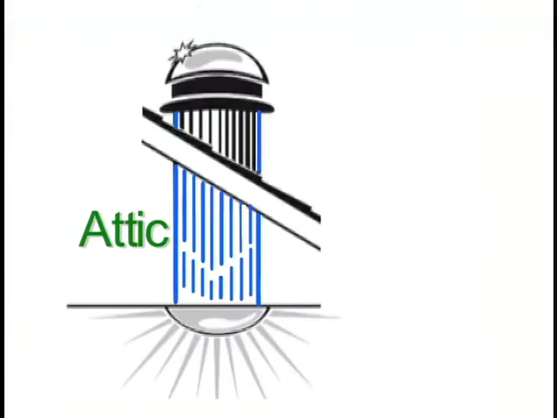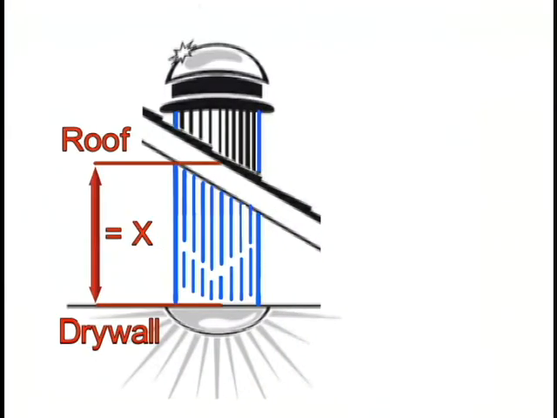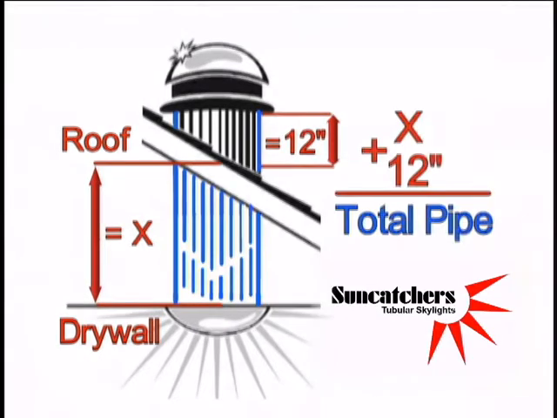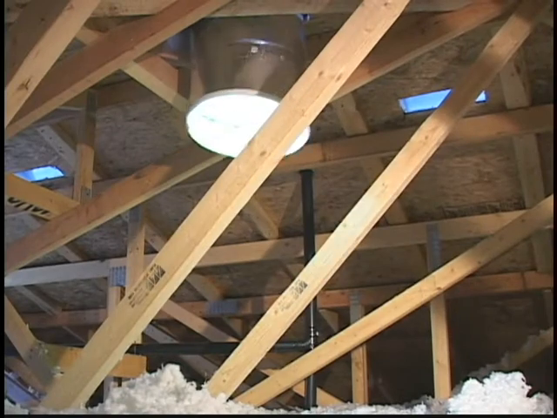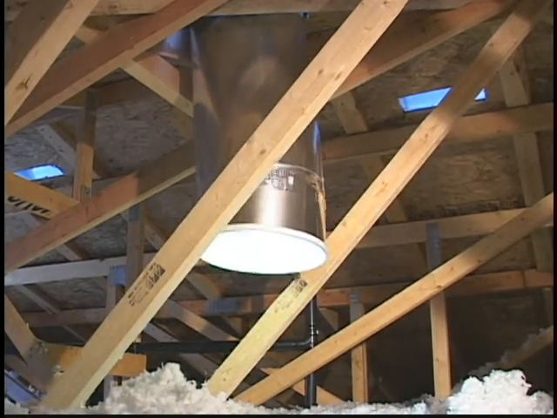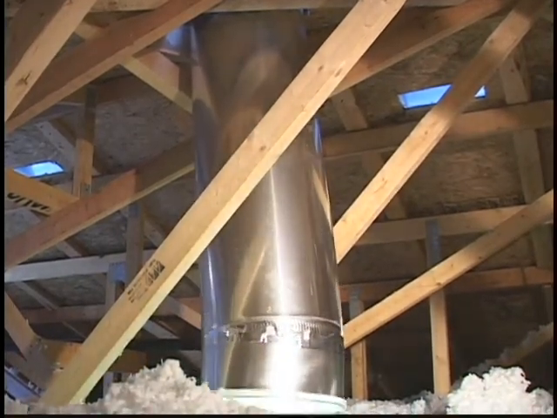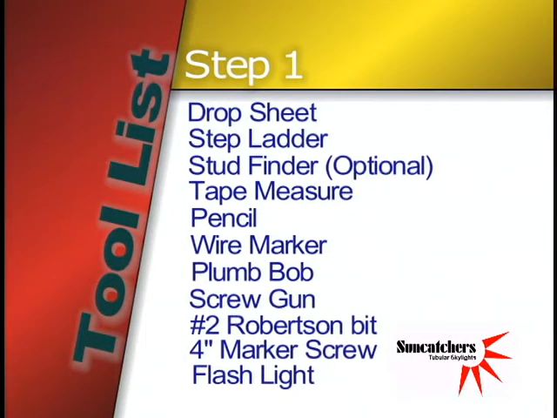While in the attic, measure the distance from the drywall to the underside of the roof, then add 12 inches. This will give the approximate length of reflective pipe required for the installation. Extra sections can be purchased from your local retailer in 1, 2, 3, and 4-foot sizes. If the location chosen requires angling the pipe, there are adjustable reflective elbows available for the application. Step 1. Tools list.